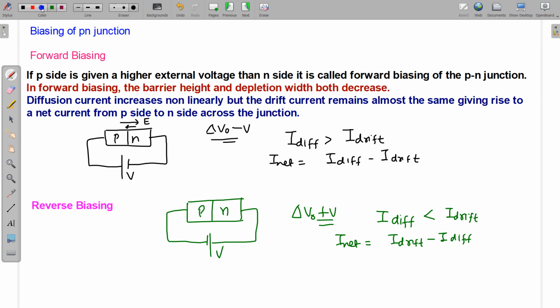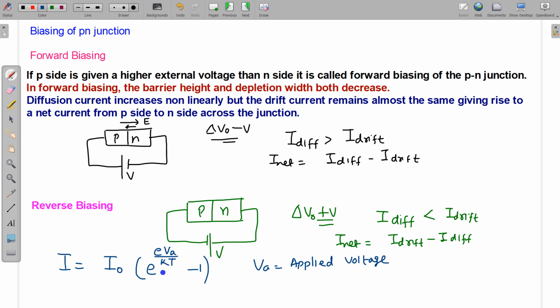We can also remember a result for net current. So net current, we can remember it like this: I is equal to I naught times e raised to the power eVA divided by kT, minus 1. This is exponential. k is Boltzmann's constant, T is temperature, and VA is the applied voltage, whatever voltage we have applied.